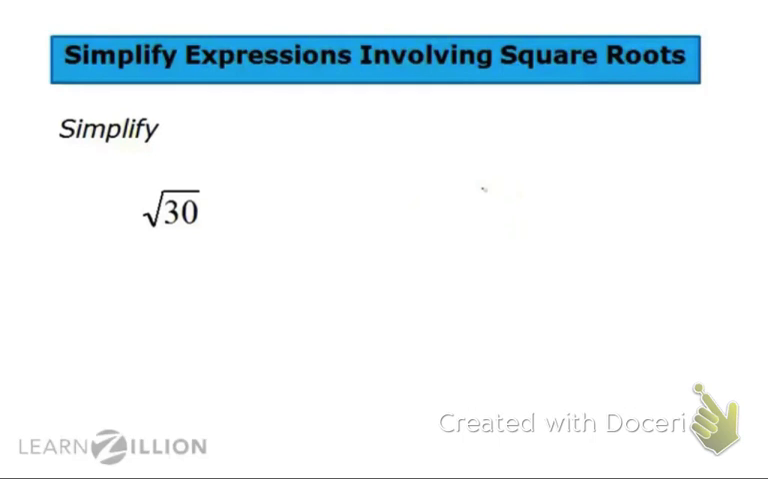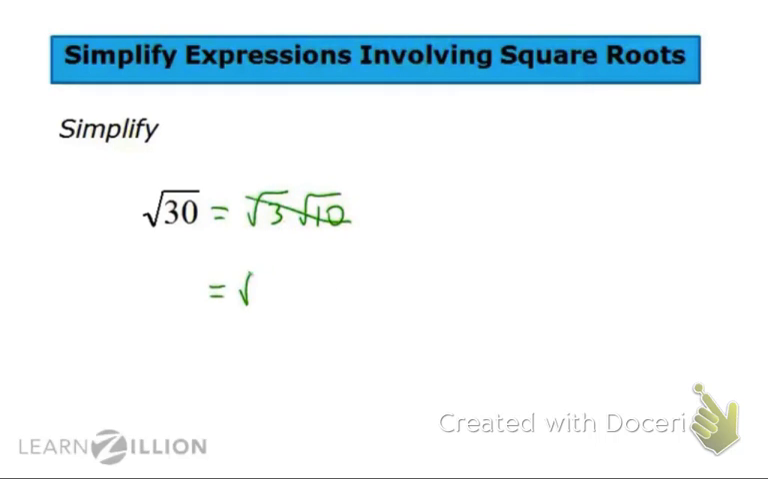From our experience with perfect squares, we can see this is not a perfect square. Does it have any perfect square factors? Well, it definitely has factors, such as 3 and 10. Radical 3 times radical 10 would equal radical 30, but neither of those is a perfect square, so neither of those will be able to be simplified. So that's not a good way to write it.